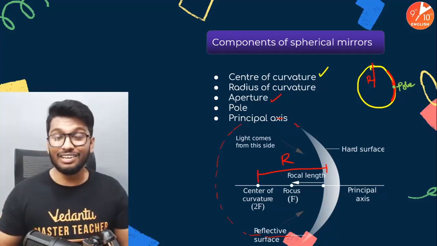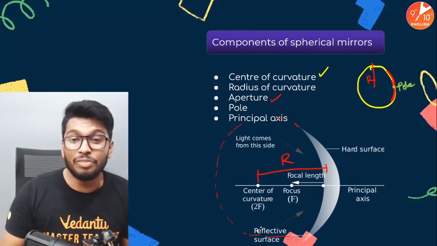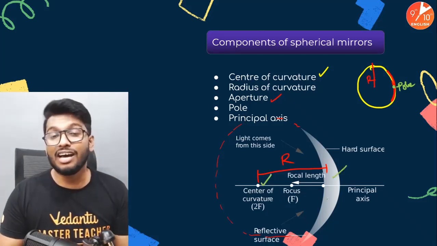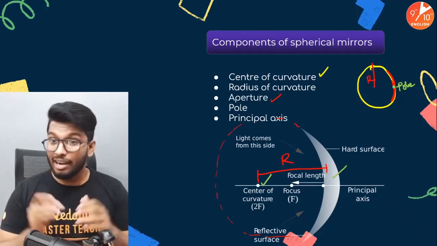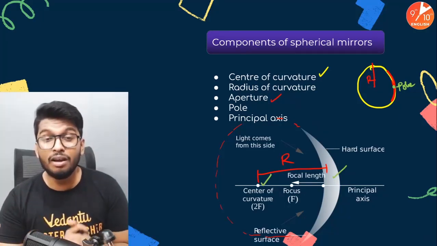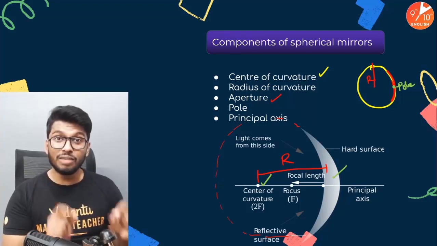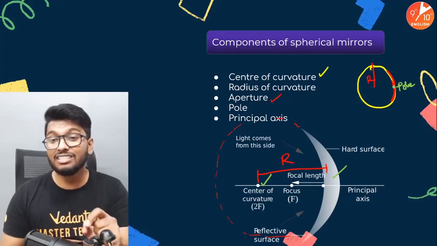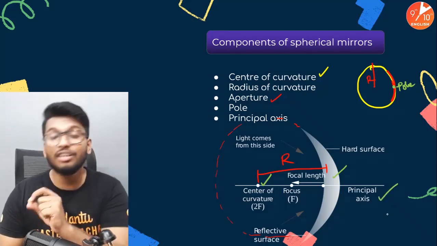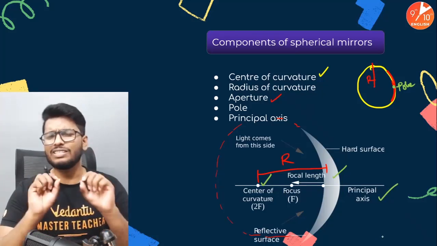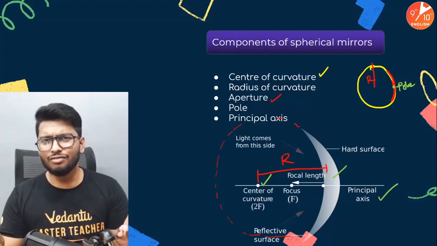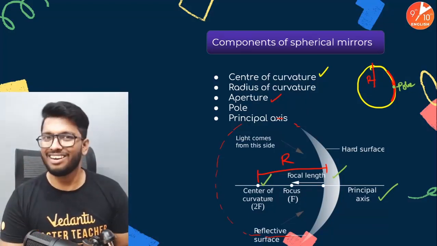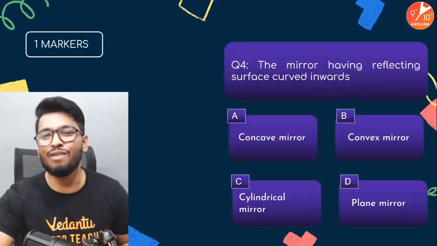Finally, but definitely not the least, a straight line passing through the center of curvature and the pole is termed the principal axis. Now, why is this principal axis so very important? Because all the distances that you measure, be it the object distance or the image distance, you'll be measuring with respect to your principal axis itself. So it's nothing but a straight line passing through the center of curvature as well as the midpoint of the lens or mirror, which is the pole. That's it, people. Those are the different components of the mirror.